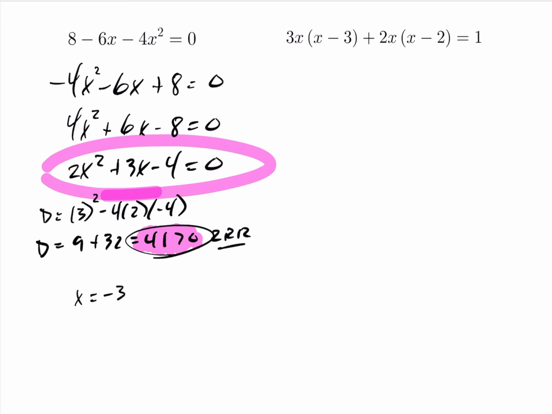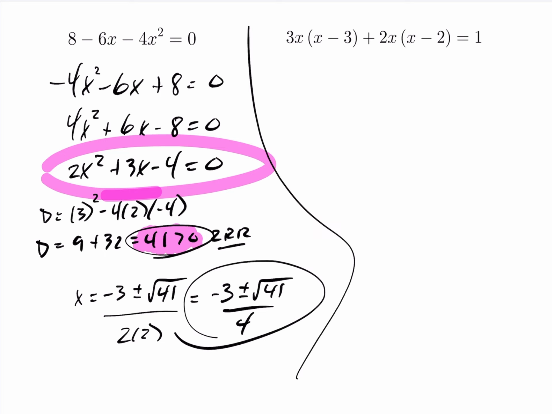We end up getting x is -3 plus or minus. Don't forget, we've already calculated the discriminant, so we know it's 41, divided by 2 times 2, and the roots for this are -3 plus or minus the root of 41 over 4. Let's take a look at the next example.